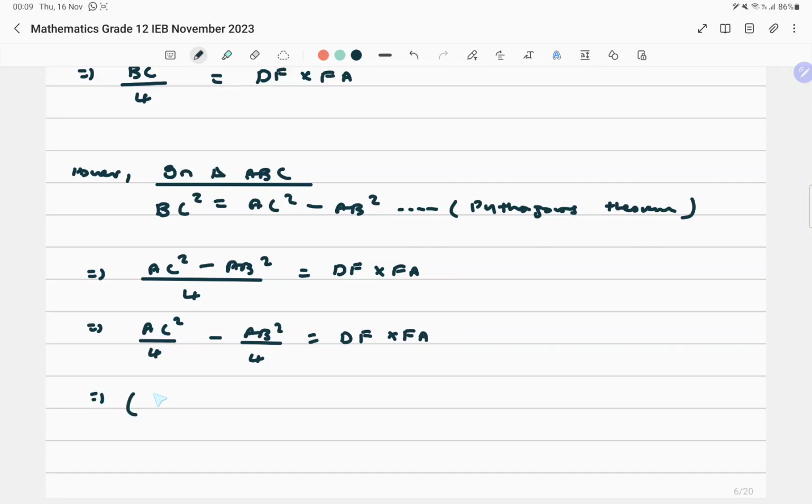We can take out the square, we get AC over 2, then we put the square outside using exponential rules. Yeah, this question was a naughty question, I'm telling you. Over 2 all squared is equal to DF times FA.